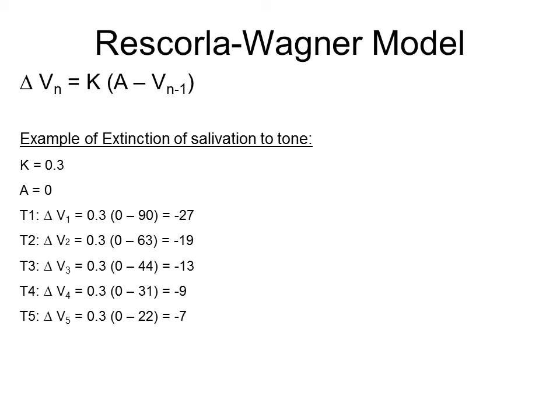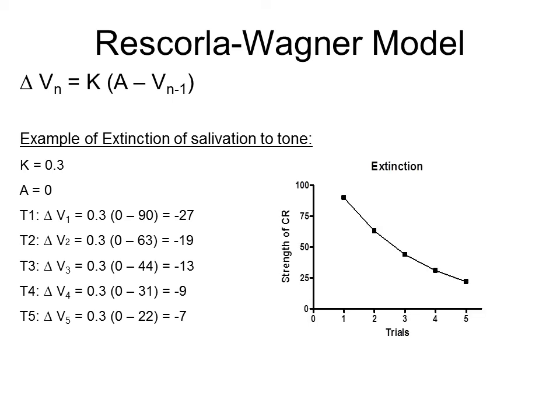So we began with 90, but with each trial we lost 27, then we lost an additional 19, and an additional 13, and so forth. And eventually you would carry this out until you bottomed out at 0, but we will stop at trial 5 because I think it serves our purpose well, and we can see how this model can be used to make predictions about extinction. So let's then take the next step and plot the extinction curve. What does it look like?